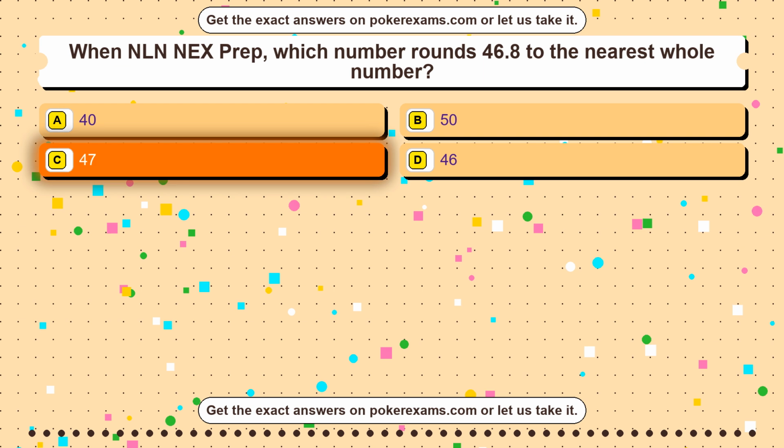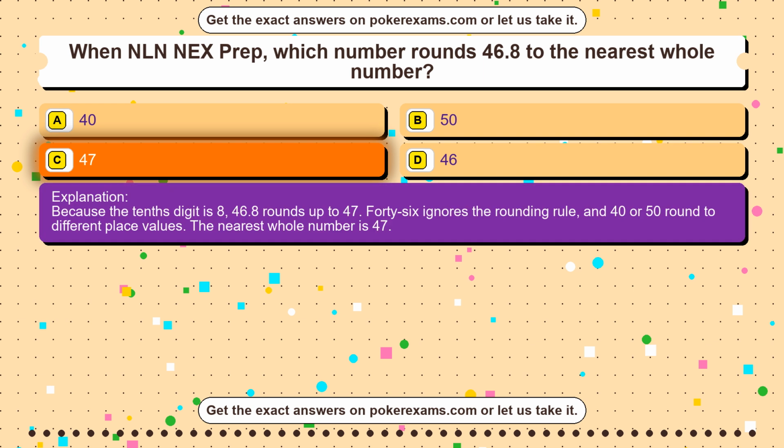The correct answer is option C. 47. Because the tenths digit is 8, 46.8 rounds up to 47. 46 ignores the rounding rule, and 40 or 50 round to different place values. The nearest whole number is 47.